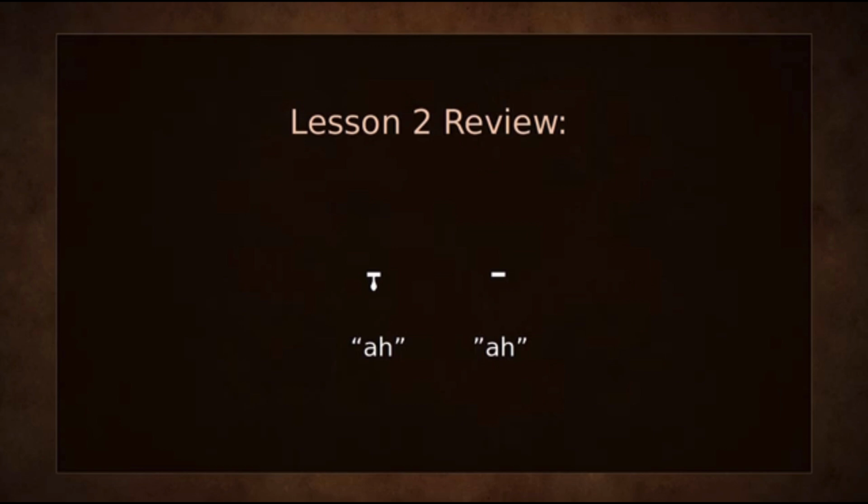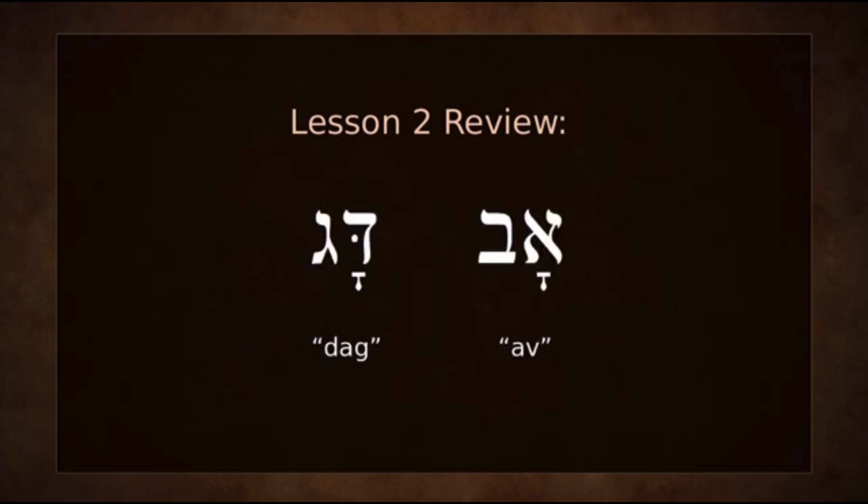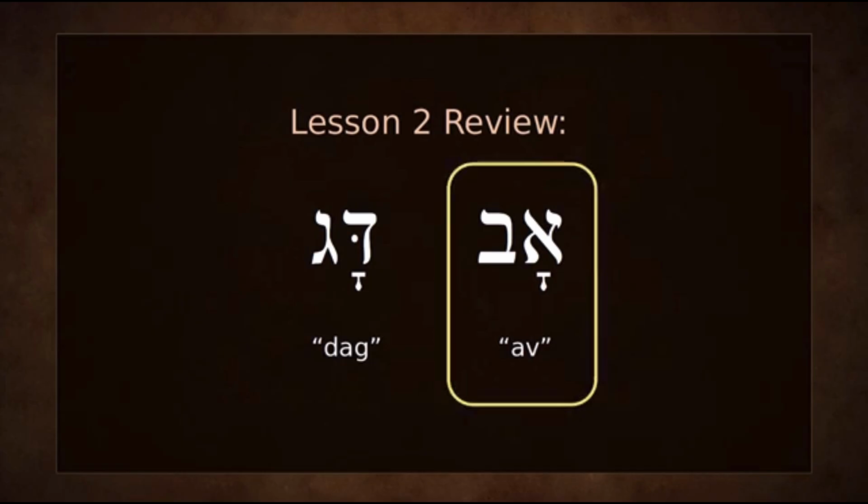We also learned 2 vowel points, which both make the same sound. The patach is a straight horizontal line, and it makes the sound a. And the kametz looks kind of like a T, and it also makes the sound a. Both of these vowels are written underneath of a letter, and they both make the same sound. We also learned 2 words. We read and pronounce these words from right to left. The first word is spelled aleph with a kamatz vowel, and then beit with no dagesh. It is pronounced av, and it means father.